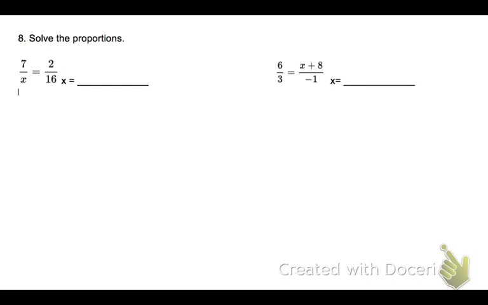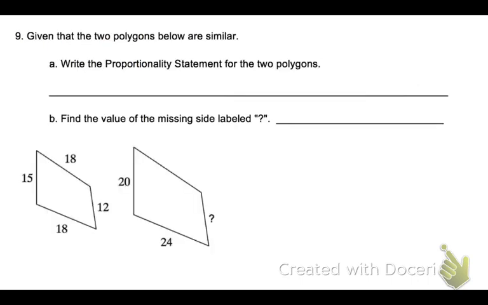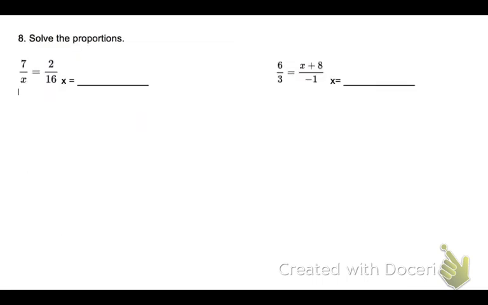Okay. So solving proportions. Remember cross multiplication. So we have 7 times 16 equals 2x. Okay, 7 times 16, 42, carry the 4, 11, 12 is equal to 2x. X is equal to 56.